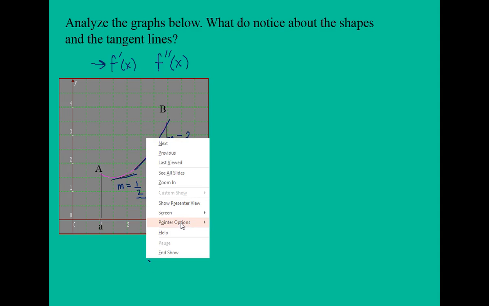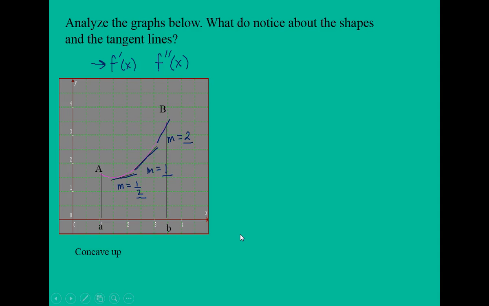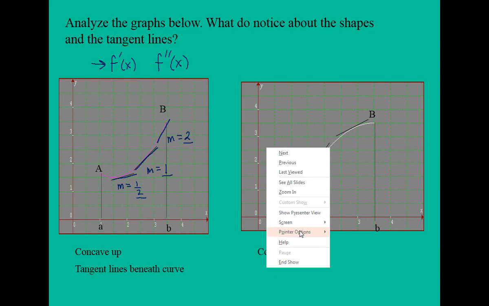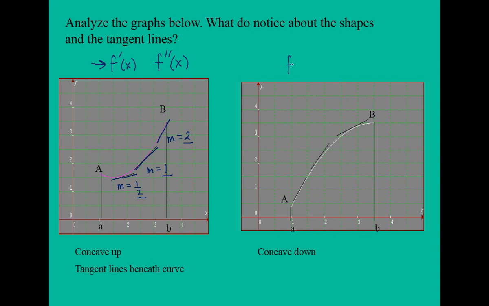Let's take a look at another graph. Again, if we look at the slope of the tangent lines, we know this function is increasing, so the slopes of the tangent lines are going to be positive. But let's again look at how the slopes are changing. The rate of change of the tangent lines would be our second derivative.